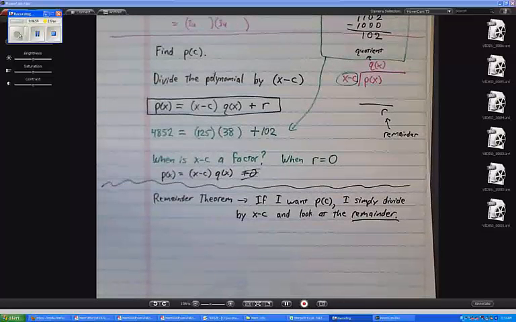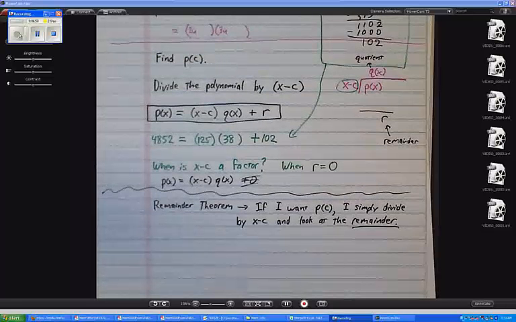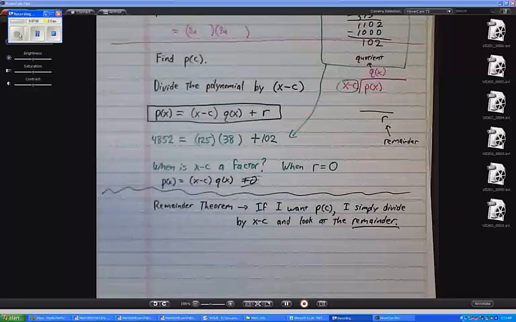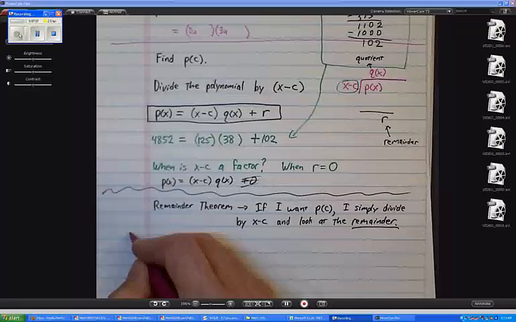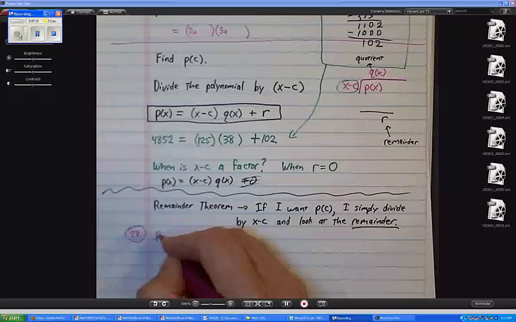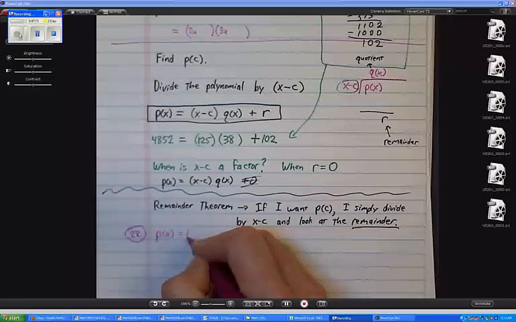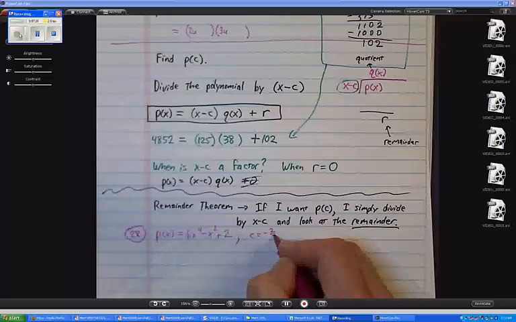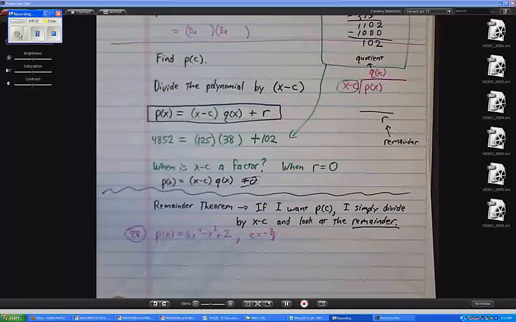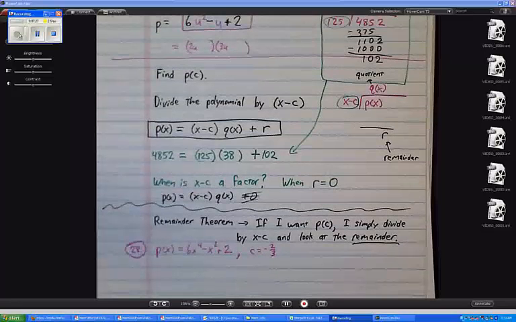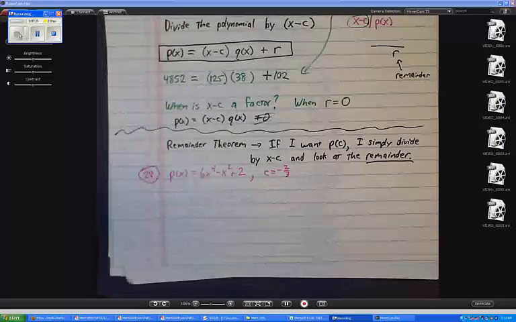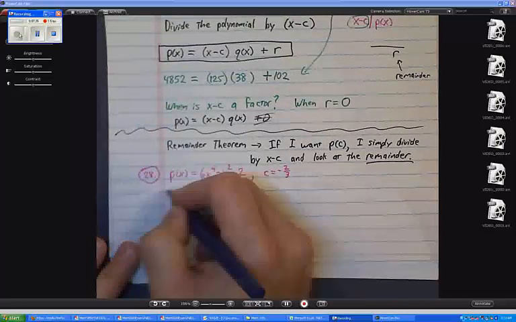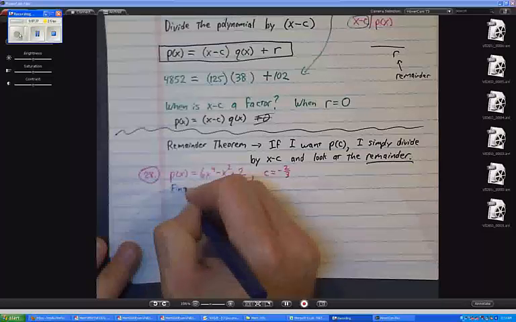Now, when people did this problem on the homework, here's one of the things I saw happen. What problem? Well, again, we did 21, 25, and 29. I thought I would do 28. So 28 says P of x equals 6x to the fourth minus x squared plus 2. And they tell me C is negative 2/3. So what they're saying is, the problem says basically, we want to find P of negative 2/3.